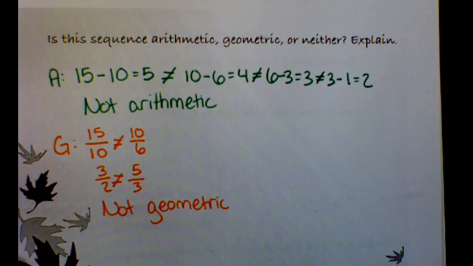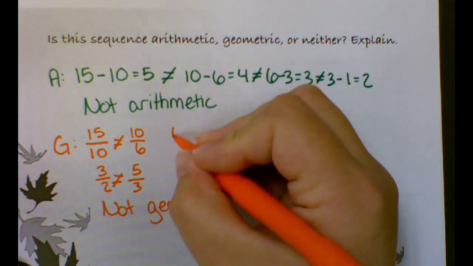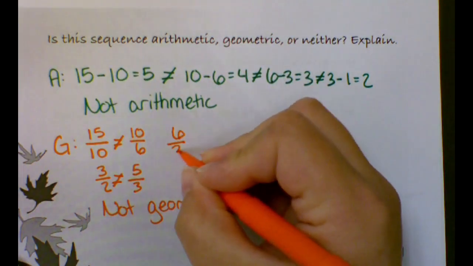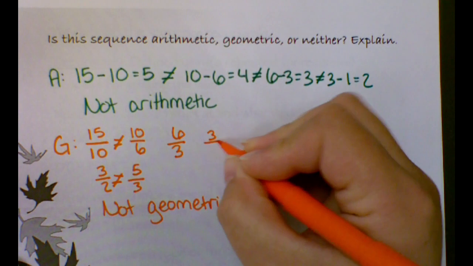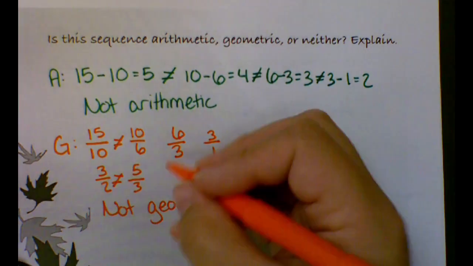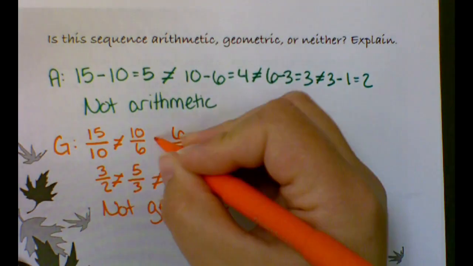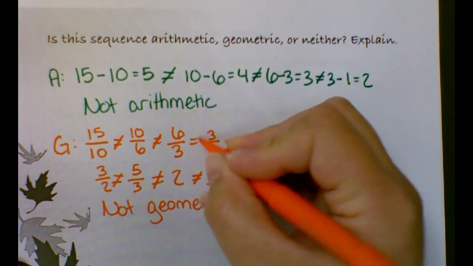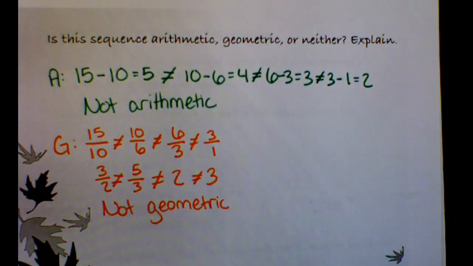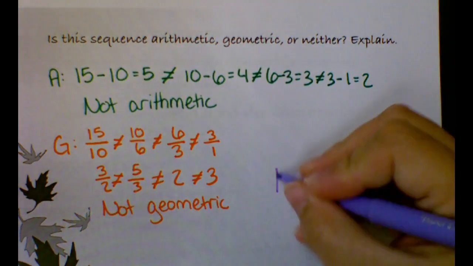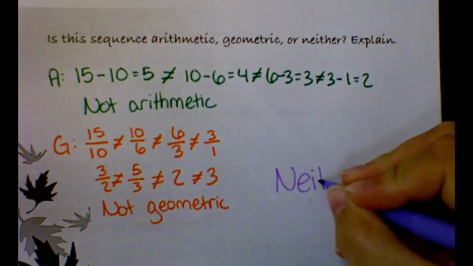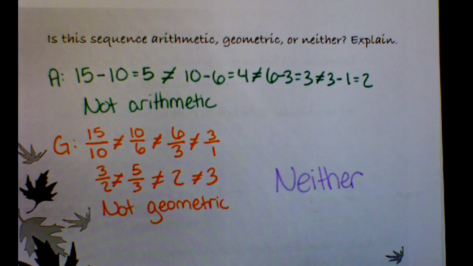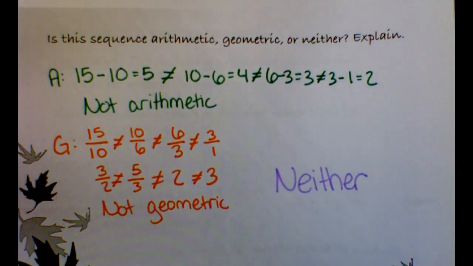And just to be absolutely sure, we'll keep going. 6 over the step before it was 3, and 3 over the step before it was 1. 6 over 3 is 2, absolutely not equal to the others, and 3 over 1 is 3, absolutely not equal to the others. So it is not arithmetic, it is not geometric, which means it is neither. Because there is no common difference and no common ratio.